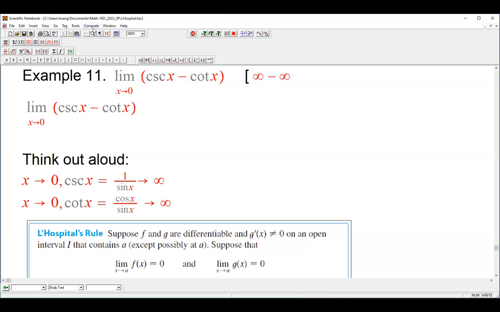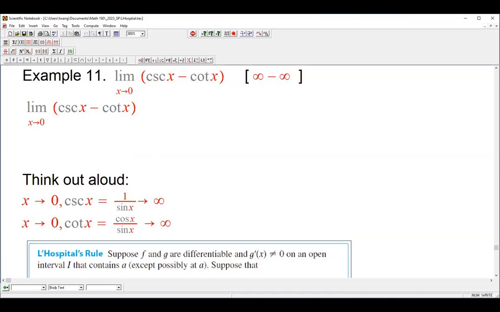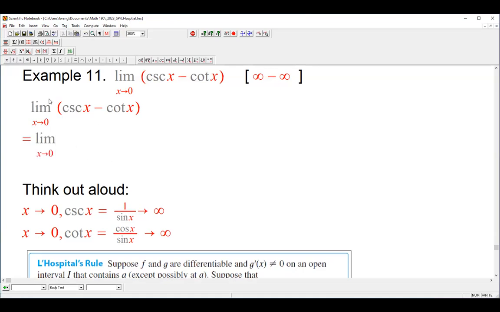Infinity subtracting infinity, what will be the limit? We don't know, right? So what do we do about it? We cannot take limits separately because the limit law does not apply here, because each individual limit doesn't exist. So what we can do, we can try a couple of things. One of the things that we can do is convert them to the form that we're more familiar with. For example, cosecant equals 1 over sine.